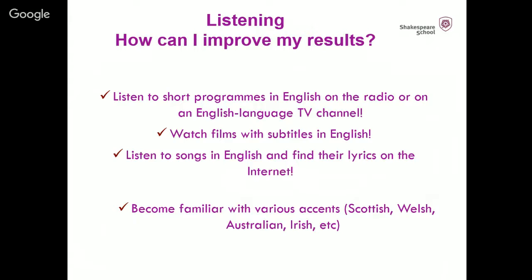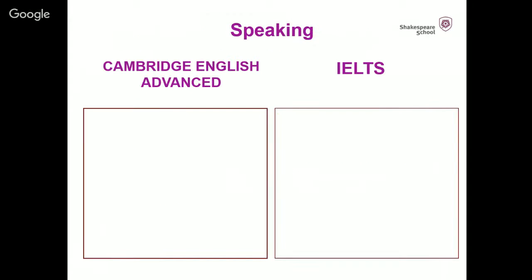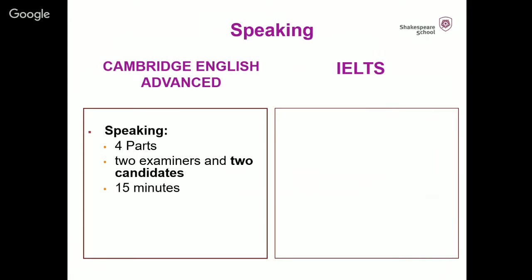There will be different accents in listening in both of these exams, mind you. And finally, let's have a look at speaking. Now, for the Cambridge English Advanced, the speaking has 4 parts. There will be 2 examiners in the room and 2 candidates. The overall timing is 15 minutes.